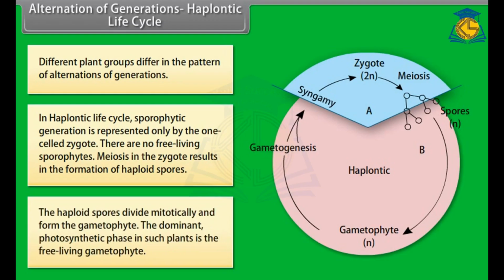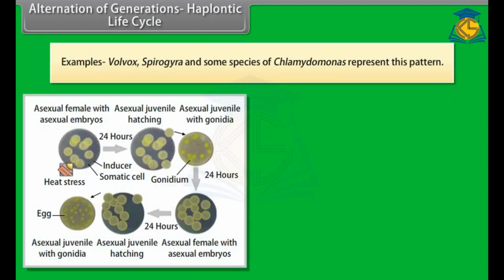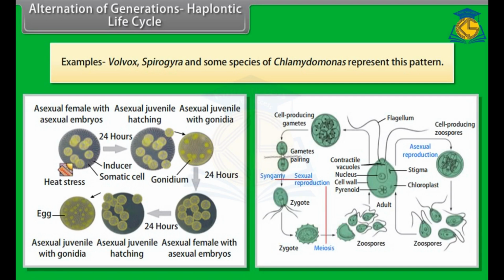The haploid spores divide mitotically and form the gametophyte. The dominant photosynthetic phase in such plants is the free-living gametophyte. Examples: Volvox, Spirogyra, and some species of Chlamydomonas represent this pattern.